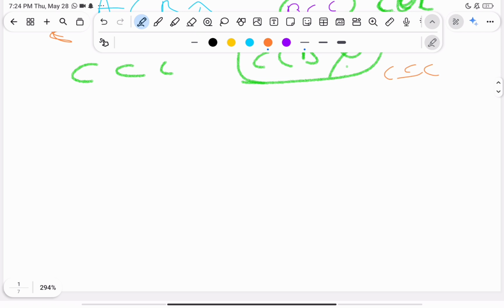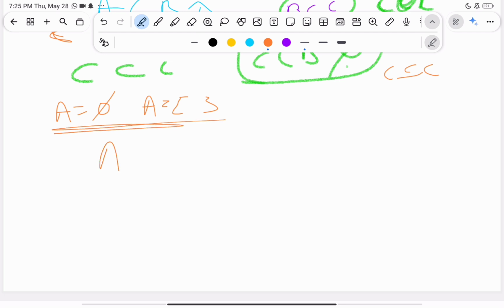Next. Empty set is a subset of every set. What is an empty set? A is equal to { } or void set is called an empty set. This A is a subset of every set. Empty set is a subset of every set.